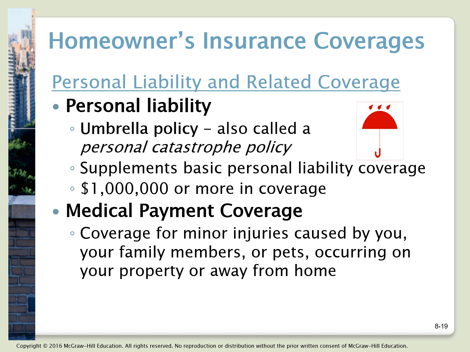Personal liability and related coverage. There's what's called an umbrella policy, which is also always advisable. Also called the personal catastrophe policy, it supplements basic personal liability coverage, with $1 million or more in coverage. So it's additional coverage. It's called an umbrella policy because it kind of covers everything. Medical payment coverage for minor injuries caused by you, your family members, or pets occurring on your property or away from home. Again, just some additional coverages that would come under that umbrella, if you will, of homeowners insurance.